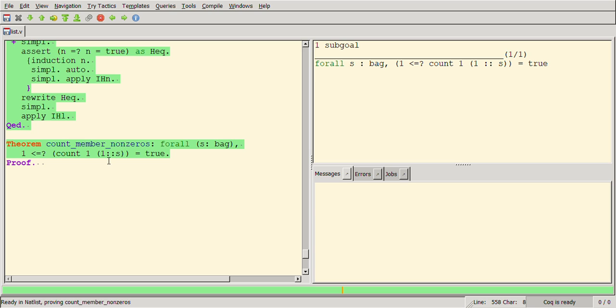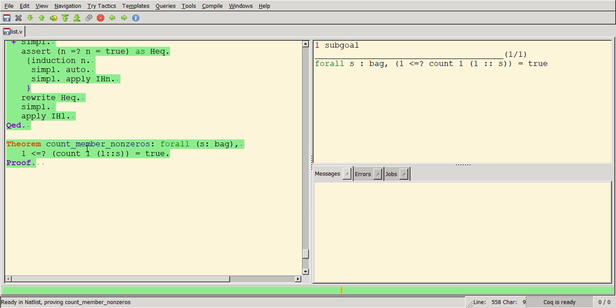Okay, so this count must be greater than or equal to 1. We know that the number of occurrences of 1 in this combined bag is at least 1. We know it because 1 is already there, it's visible, and we are not sure about the number of occurrences of 1 in the rest of the bag, but we are at least sure that 1 occurs at least 1 time in this bag.